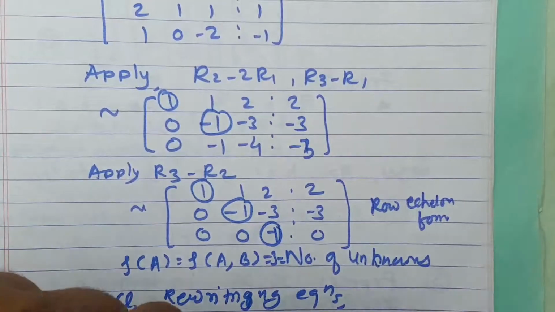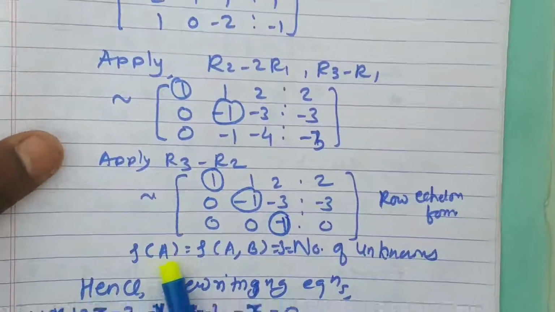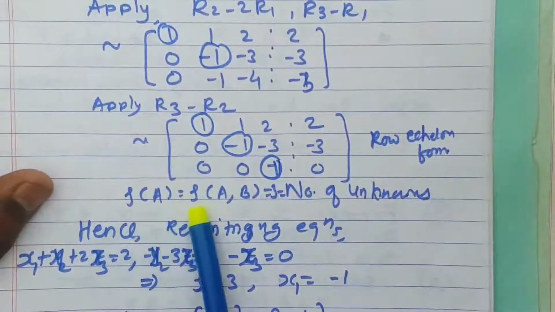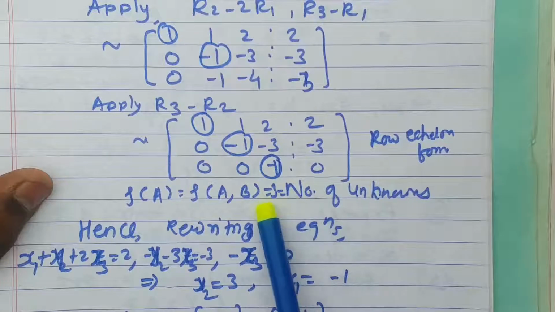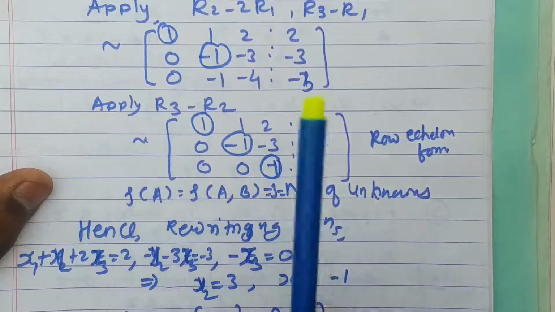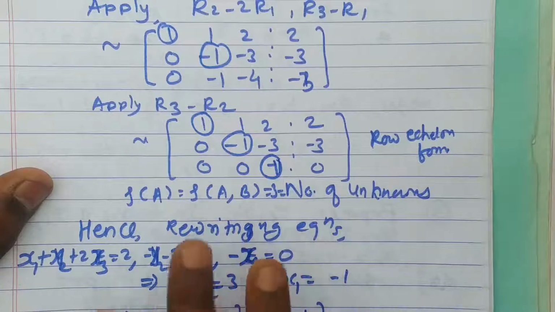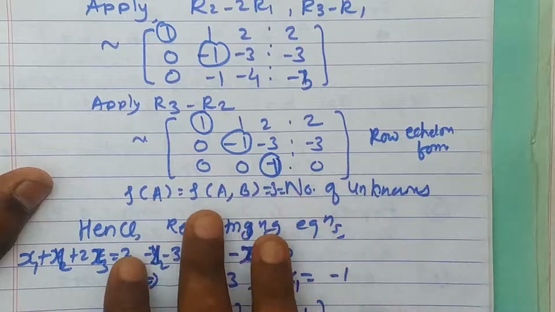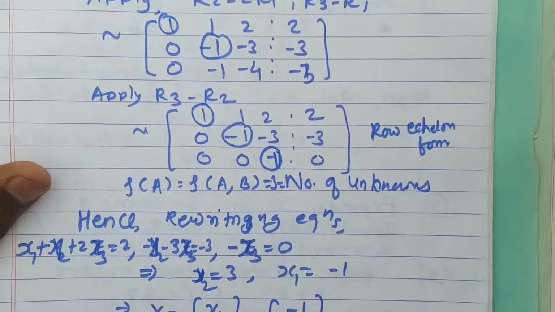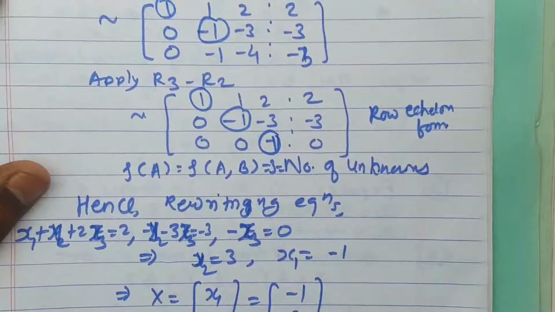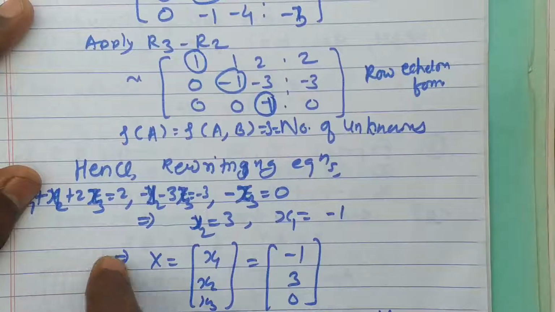After the row echelon form, you can compare: the rank of A is equal to the rank of [A, b], hence the system is consistent, and it is equal to 3, which is equal to the number of unknowns. Hence it will have a unique solution. Whenever the rank of the matrix is equal to the number of unknowns, it will have a unique solution, giving the unique values of x1, x2, x3, which are the unknowns of the system.